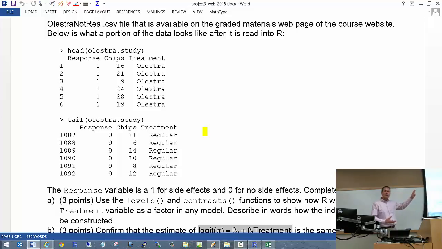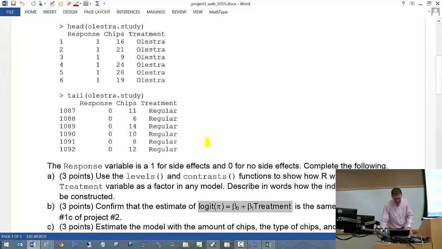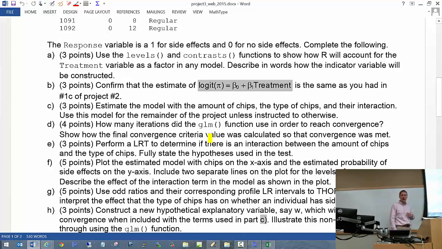Notice that treatment obviously is a qualitative variable, so that's in the context of what we've been talking about. Chips is in terms of ounces, so somehow they were able to measure the exact number of ounces that somebody ate. Originally, those were going to be the number of chips, which I would think might be easier to count, but it ended up being ounces. The response variable is a 1 for side effects, 0 for no side effects. Okay, so let's look at the following.